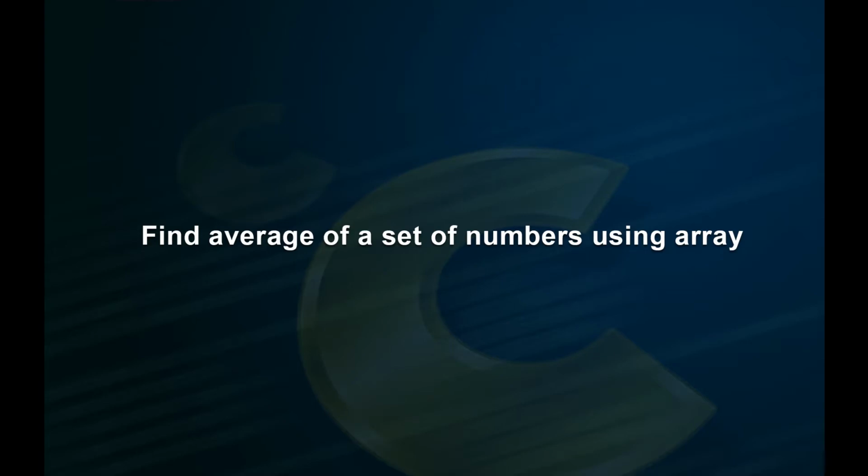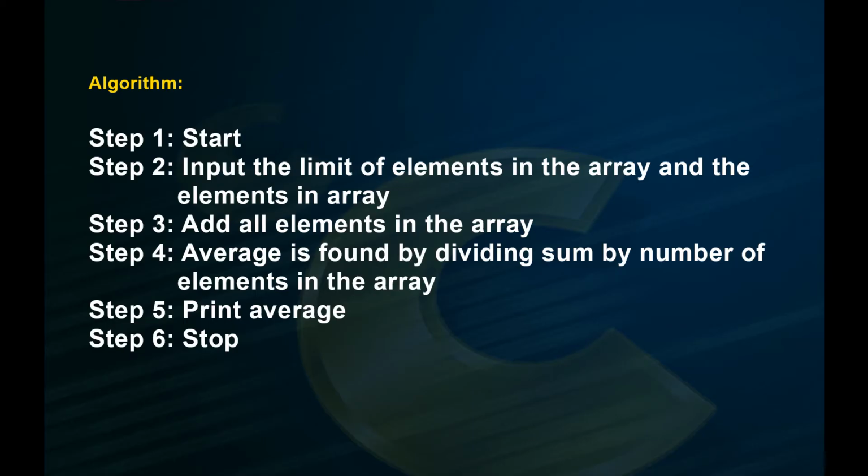Now, let us go through another example of array programming to find the average of a set of numbers. We can start with designing the algorithm first. Step 1, start. Step 2, input the limit of elements in the array and the elements in the array. Step 3, add all elements in the array. Step 4, average is found by dividing sum by the number of elements in the array. Step 5, print average. Step 6, stop.